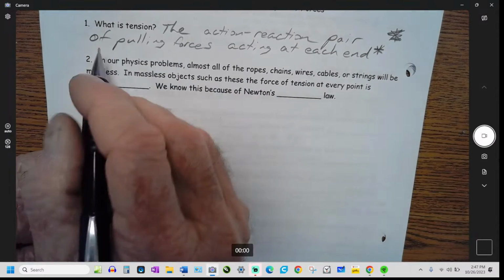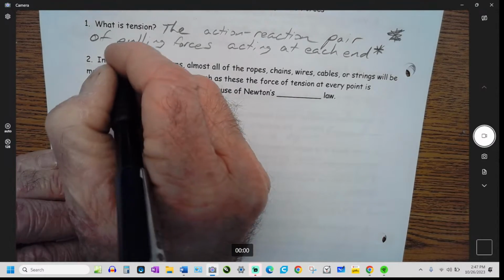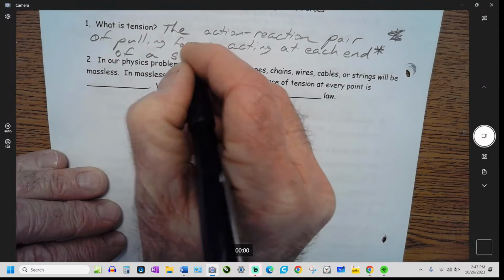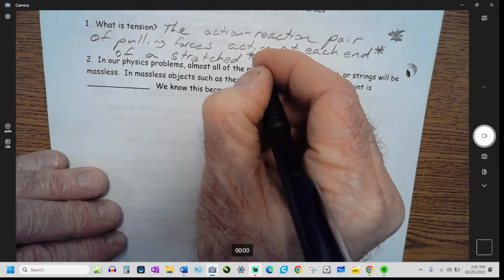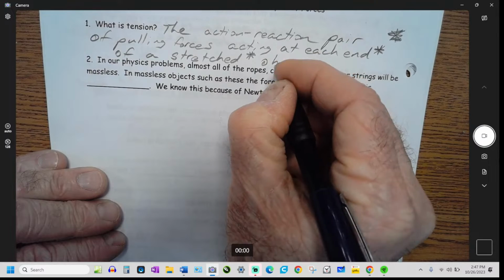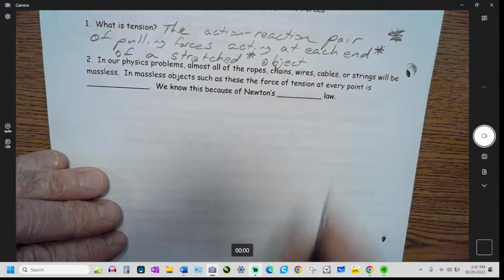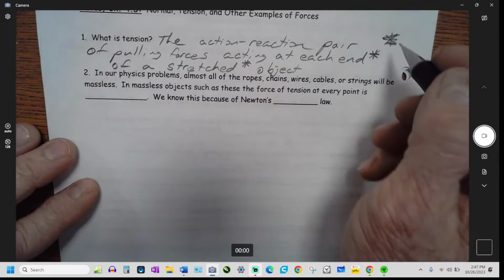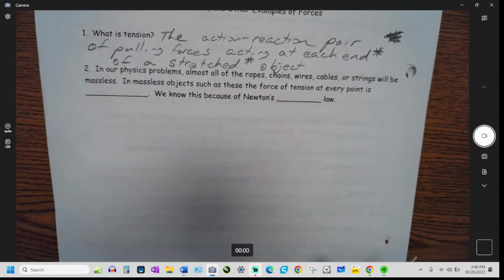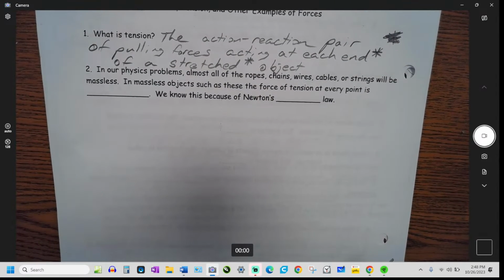So, forces at each end of a stretched, another asterisk here, object. I like asterisk pluses, extra strong, heavy duty asterisks.